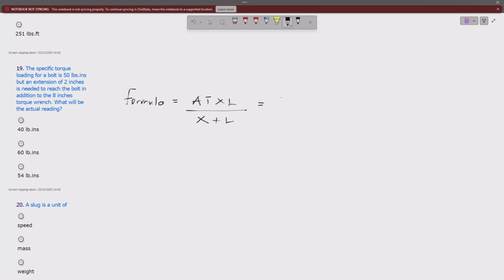That is going to give us, we need 50 lbs.ins times the length, which is 8 inches, all divided by the extension 2 inches plus the length 8. That is going to give us 400 divided by 10, which will give us 40 pounds each.